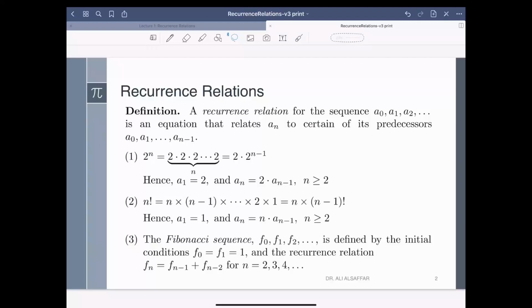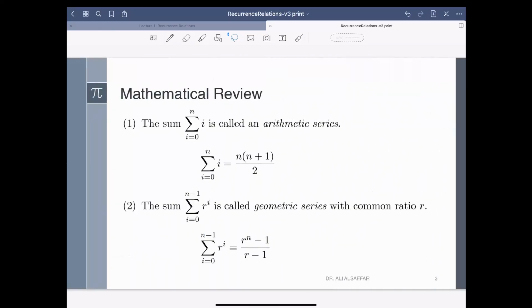What we will do next is we are going to show you how to find a solution for recurrence relations. There are many methods. Some of them depend on understanding some math basics. So I will go over some of the math basics, and then we will discuss the methods for finding a solution to a recurrence relation. The first two equations that we need to understand are the geometric series and the arithmetic series. So what are these series?